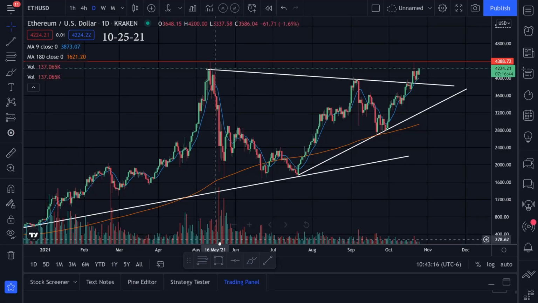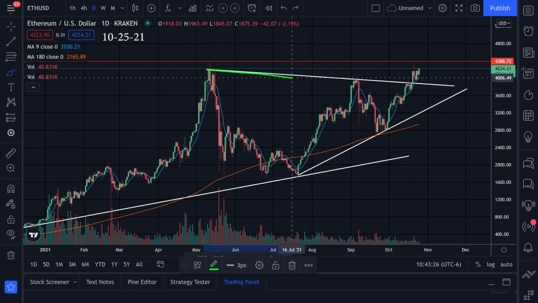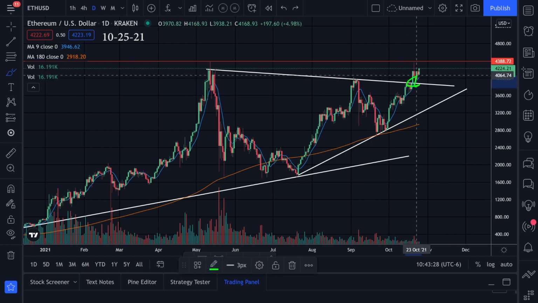Let's take a look at the chart action for Ethereum. Okay, so here is what we're looking at, or what we've been looking at. We have resistance right here, resistance right here. We have this top trend going like this. We broke that trend line going to the upside.